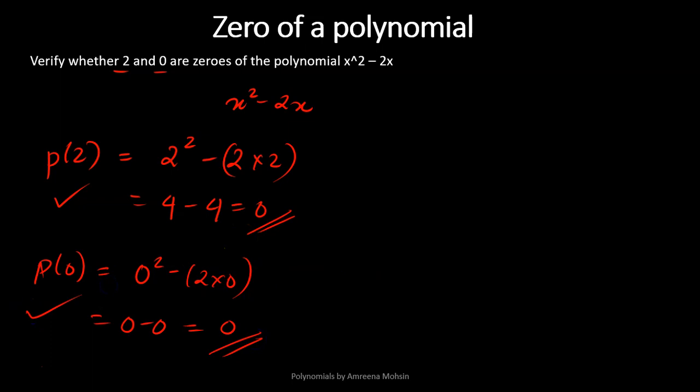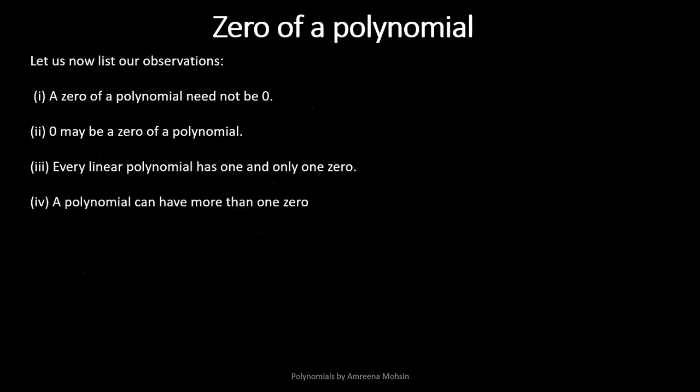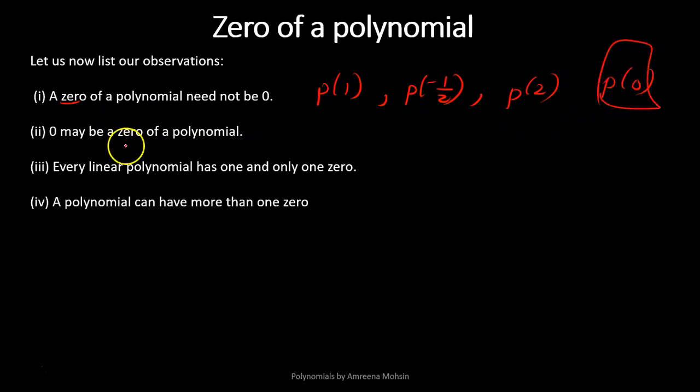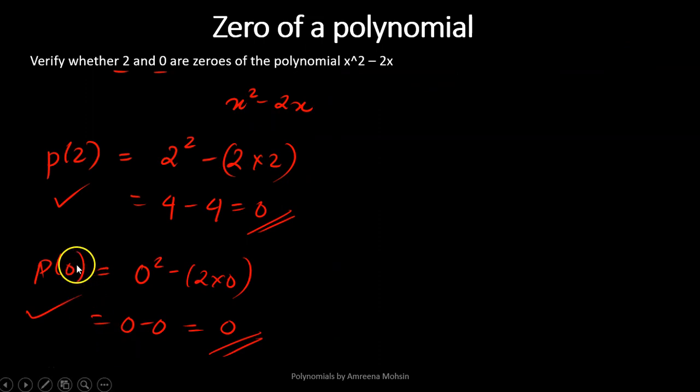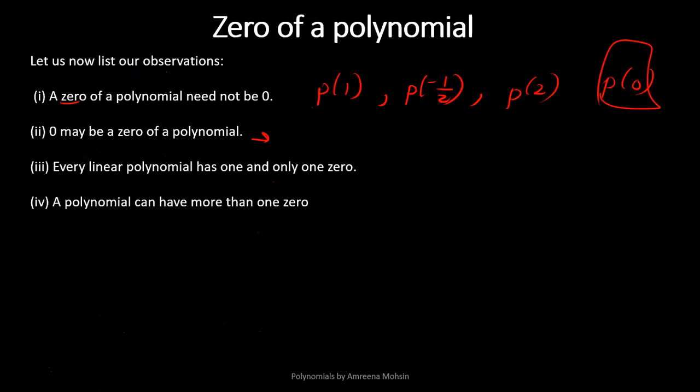x squared minus 2x. So what are the conclusions that we have drawn from this? That a 0 of the polynomial is not always 0. Means p of 1 can be a 0 of the polynomial, p of minus 1 by 2 can be a 0 of the polynomial, p of 2 can be a 0 of the polynomial, but it does not mean that p of 0 is always going to be a zero of the polynomial. No, that's not compulsory. 0 may be a 0 of the polynomial. Sometimes, like in this case over here, we got p of 0 as a 0. So yes, sometimes p of 0 is a 0 of the polynomial.